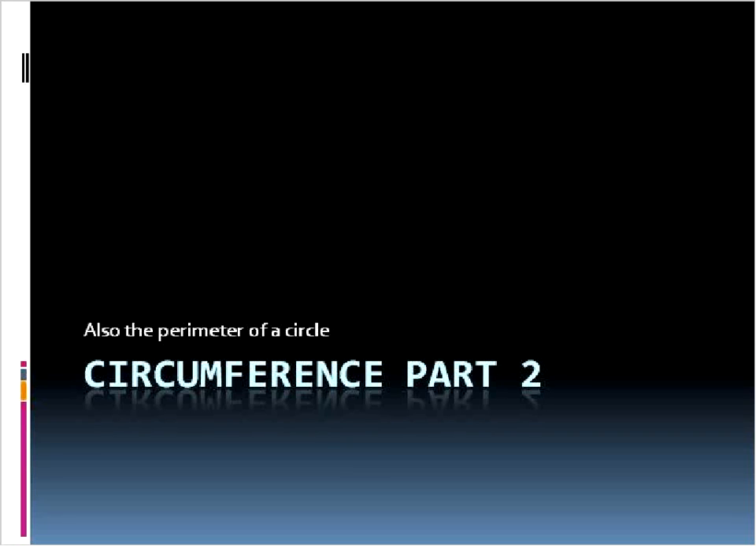Welcome to our lesson on circumference. This is the second part of a two-part lesson essentially on circumference. In this one we look at a little bit more complicated shapes and try, again, to get the perimeter of shapes that have circles or partial circles in them.